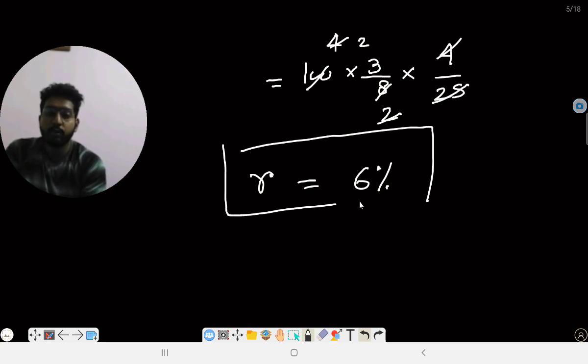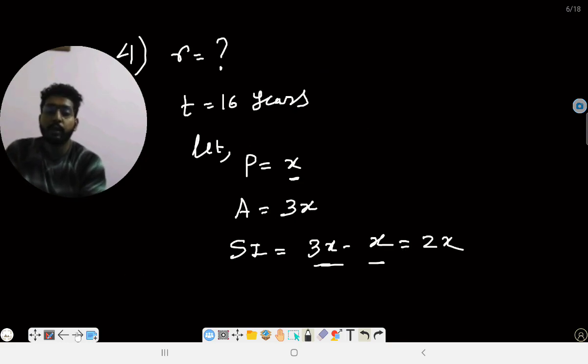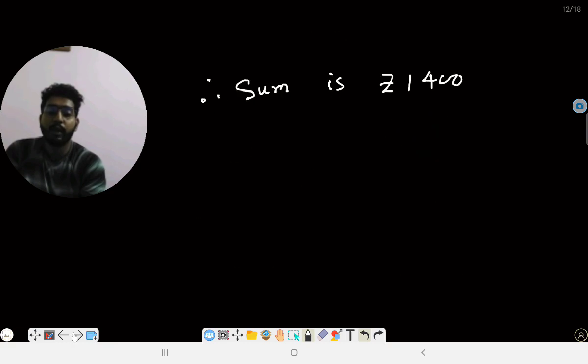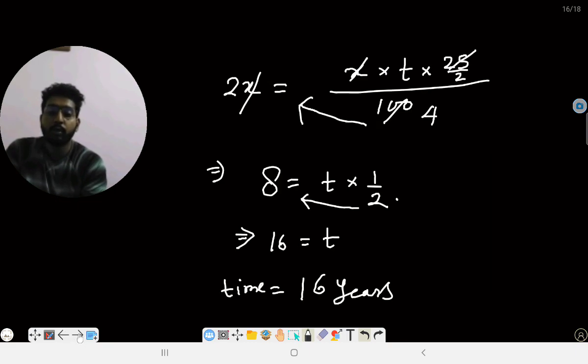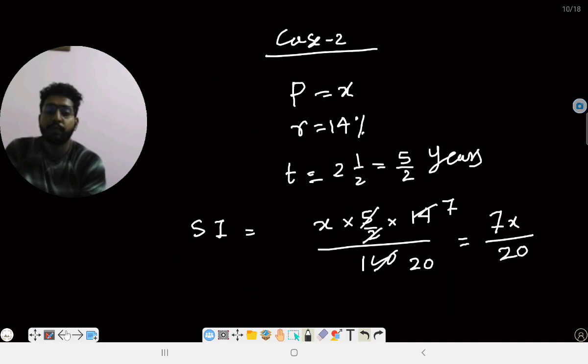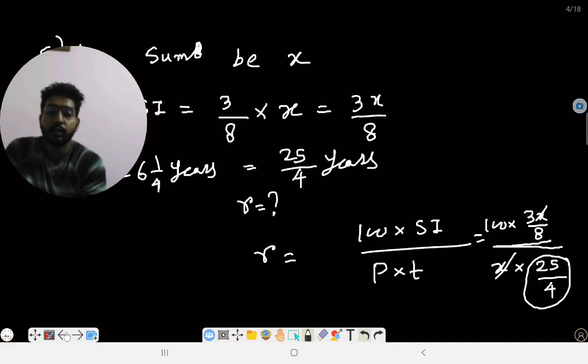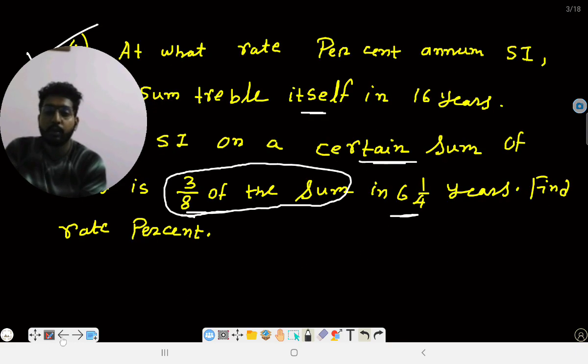So this is the way to solve it. You have to remember the formula, that means the SI formula is PTR by 100, and whenever you have to find time or rate or anything else, you have to use those formulas. Suppose you need to find rate, that means 100 into SI by PT; for time, 100 into SI by PR. Like these formulas you have to use. So that was the last problem we have done. In the last problem also we needed to find the rate, which is 6 percent. So this is the way to solve simple interest.